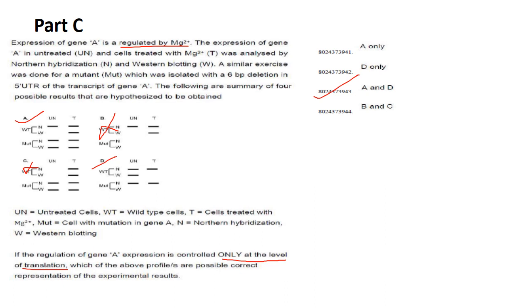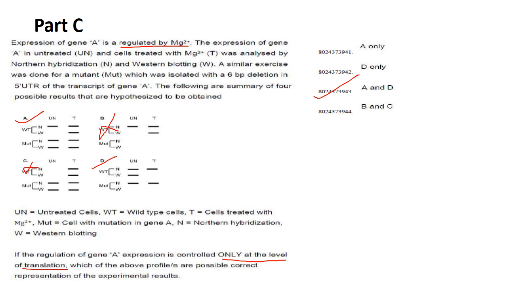Now they have told that if the regulation of gene A expression is controlled only at the level of translation, that means your RNA is not going to change in treated or untreated cells, because Mg2 positive acts only at the level of translation. Which of the above profiles are possible correct representations of the experimental result?